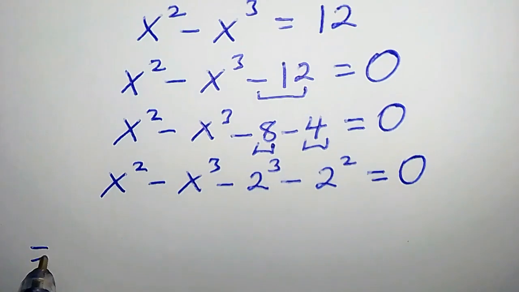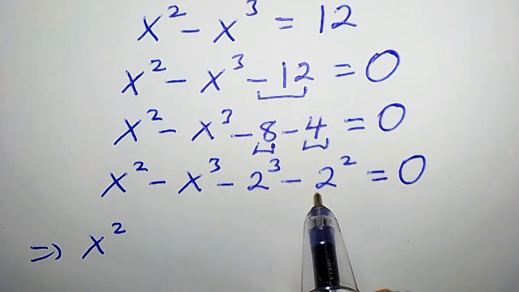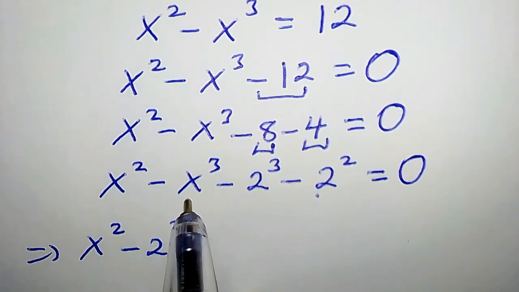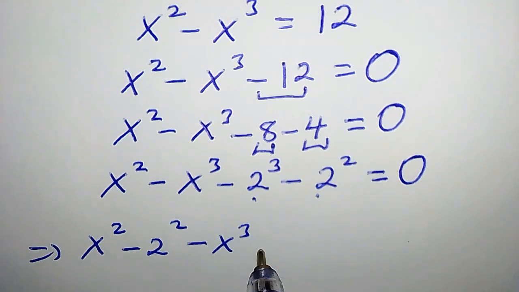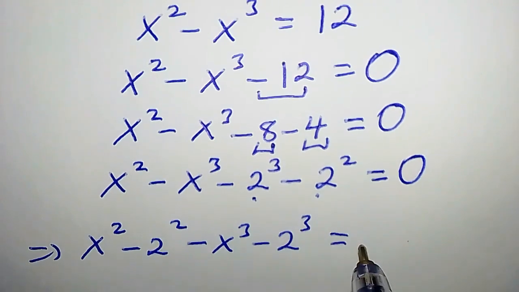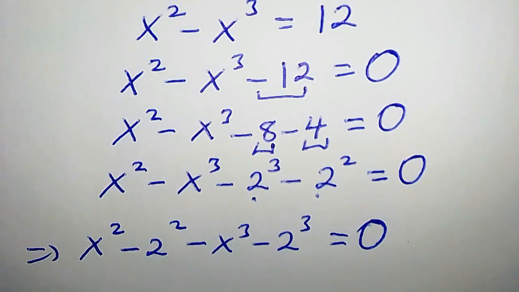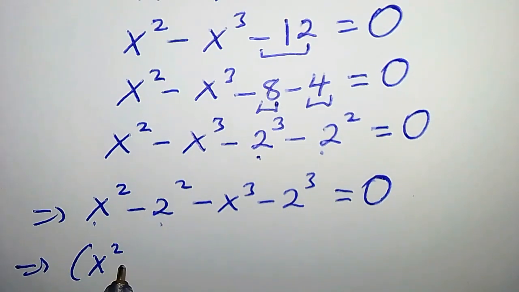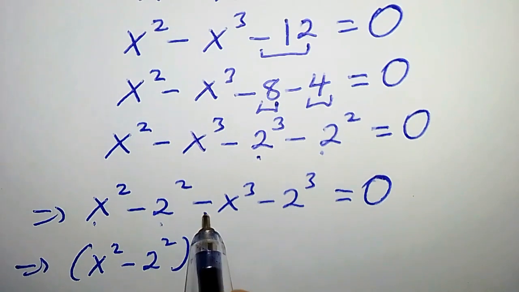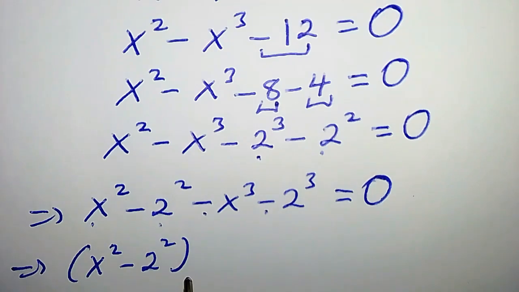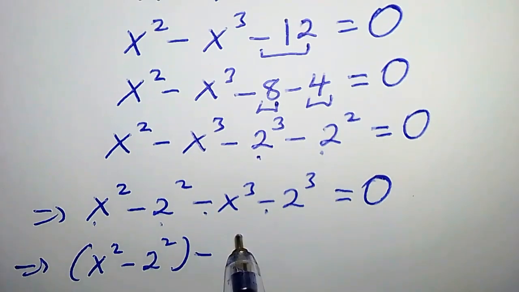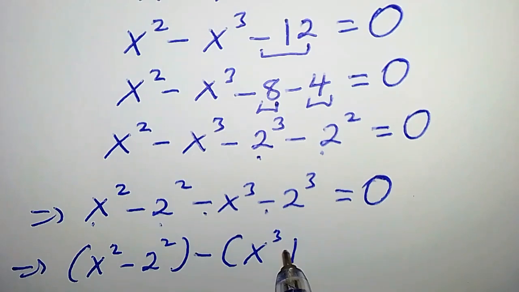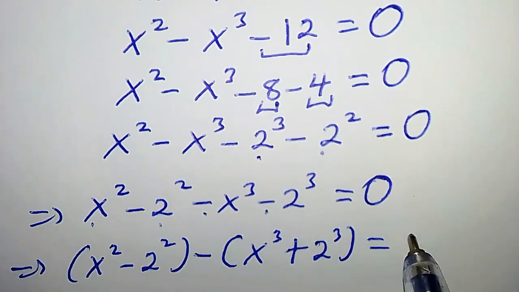Let's continue. This means that x squared minus 2 squared minus x cubed minus 2 cubed is equal to 0. Just a little rearrangement. Let us put these in brackets. So that will be x squared minus 2 squared, close the brackets. From these two, the negative sign is common. I can factor it out. So that will be minus into x cubed plus 2 cubed equal to 0.